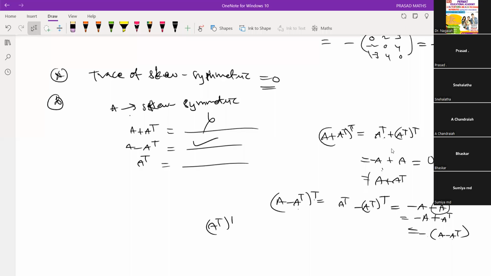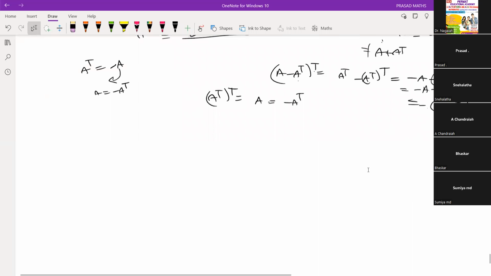Next, A transpose whole transpose. What is this? A itself. Is it clear? Yes, sir. So this can be rewritten as, you know, A transpose is minus A. Therefore, A can be written as minus A transpose. Therefore, A transpose whole transpose is equal to minus of A transpose. Therefore, this also is skew symmetric, right?